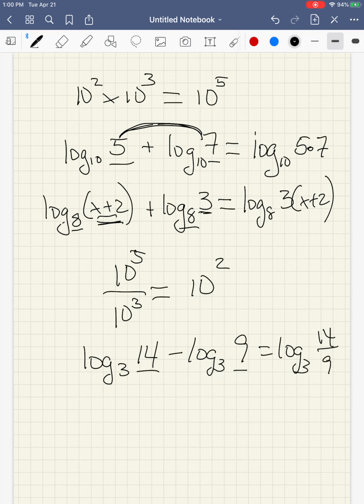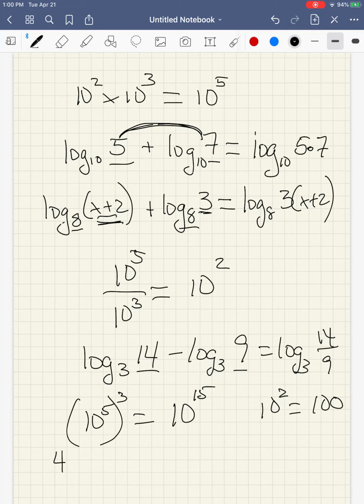And then there's one other property. What if I had 10 to the 5th and it's raised to the 3rd power? Now what do I do? Yeah, now I multiply the exponent, so that would be 10 to the 15th. 10 to the 2nd is 100, right?